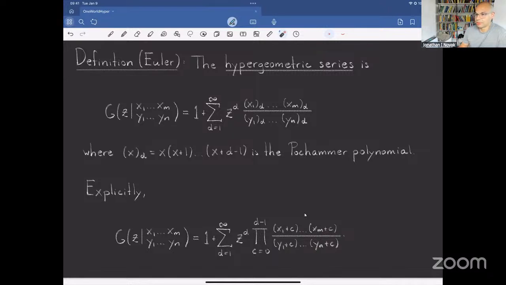And the x's and the y's are parameters. They're parameters that in principle could be set to special values to give you special functions, which are generalizations of the geometric series. And you can see here, this is a product from c equals 0 to d minus 1. D is the degree. You have this product of ratios. So in particular, the ratio of the dth term to the d minus first term is a rational function of the index d, which is the classical description of hypergeometric series: power series where the coefficients are rational functions of the degree, which is exactly what is made manifest here.